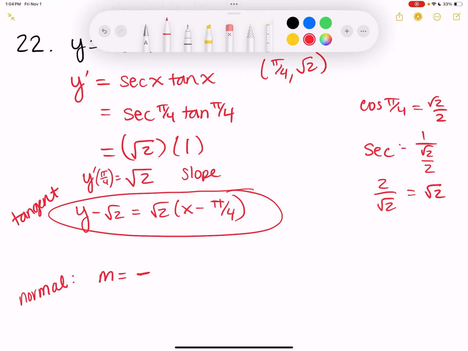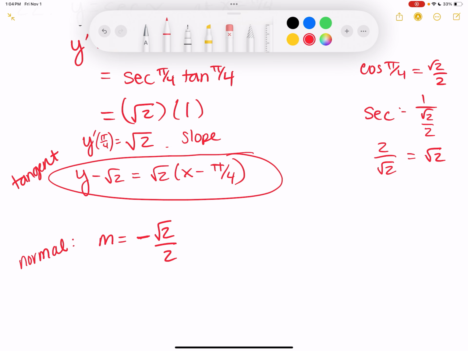So if this was the inverse of this, what do you think the inverse of this would be? Root 2 over 2. Yeah, and then negative, like you already said, negative root 2 over 2. I would have gone straight to root 2 over 2. She needed it more than you did. But at least you got the negative. I would have forgotten that part. All right, so y minus root 2 equals negative root 2 over 2 times x minus pi over 4.